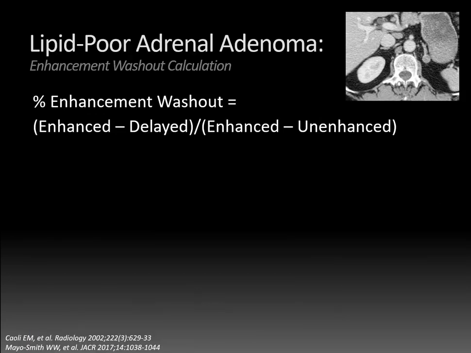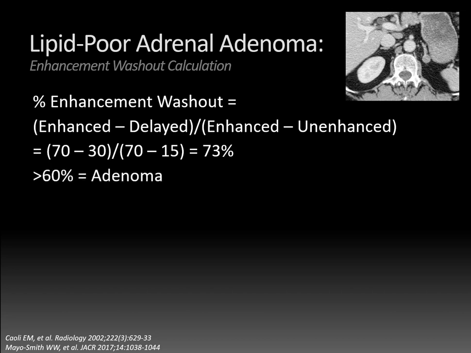Once you have that information, you could then calculate the percent enhancement washout. There are plenty of online calculators that will make that a lot easier to do for you, but if you want to be old school and do the calculation by hand, here's the formula. It's the enhanced density minus the delayed density divided by the enhanced density minus the unenhanced density. And in this case, if we plug in the numbers we obtained, we get a percent enhancement washout of 73%. And if it's more than 60%, that's diagnostic of an adenoma.